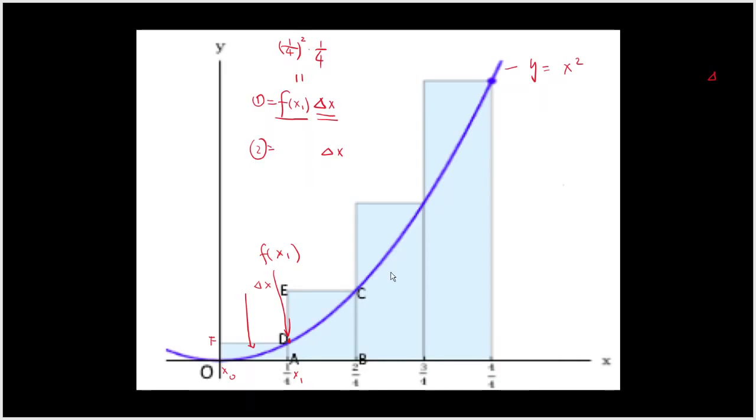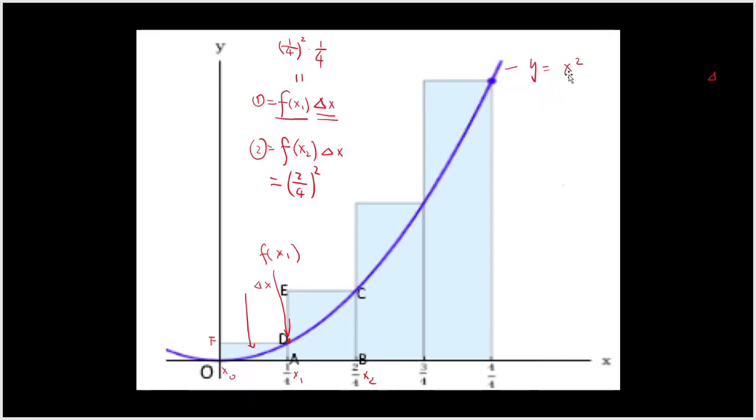If you use x2 to denote 2/4, I think the area of the second rectangle is represented using the value of the function at x2, which is the y coordinate of C, right? And then times delta x. If you really want to compute that in terms of the numbers, the value of the function at x2 is 2/4, the whole thing squared, right?